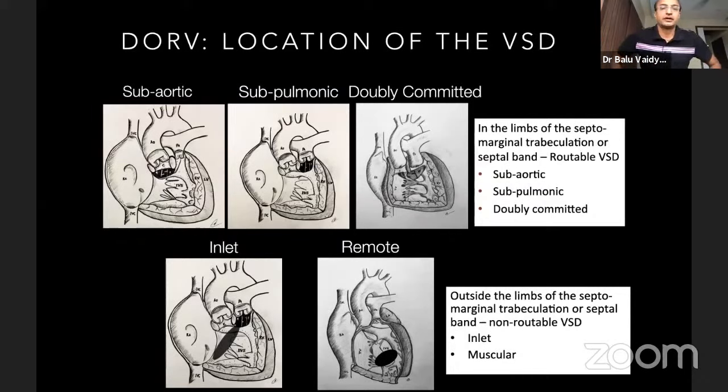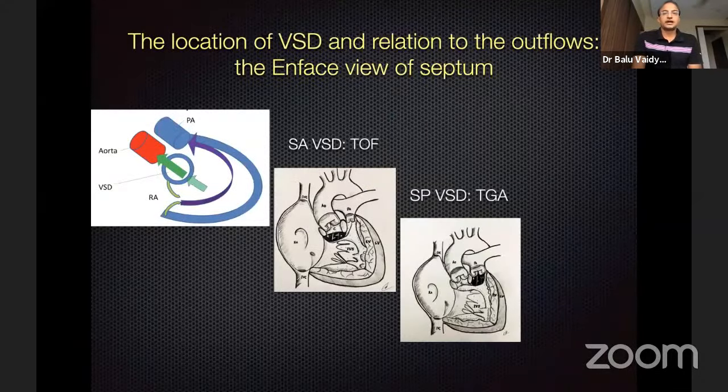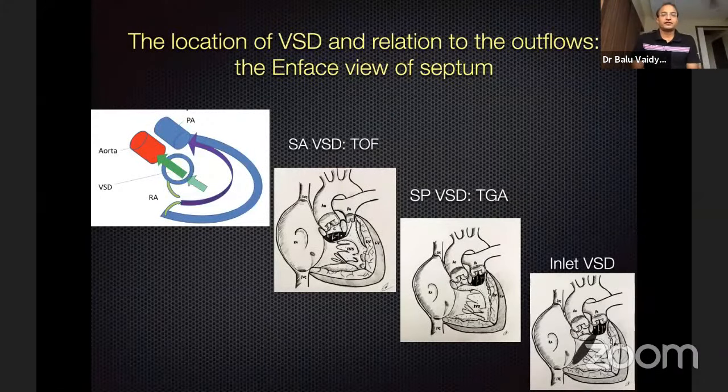Hence, it is extremely important to finalize the location of the VSD with precision, because it decides the surgical management. So this is an example of, again, the same thing, the different VSDs, the subaortic, the subpulmonary, and the inlet VSDs. And here in this cartoon, we have shown the great artery relationships also. In the first tab, we can see that this is a subaortic VSD, which is routable to the aorta.